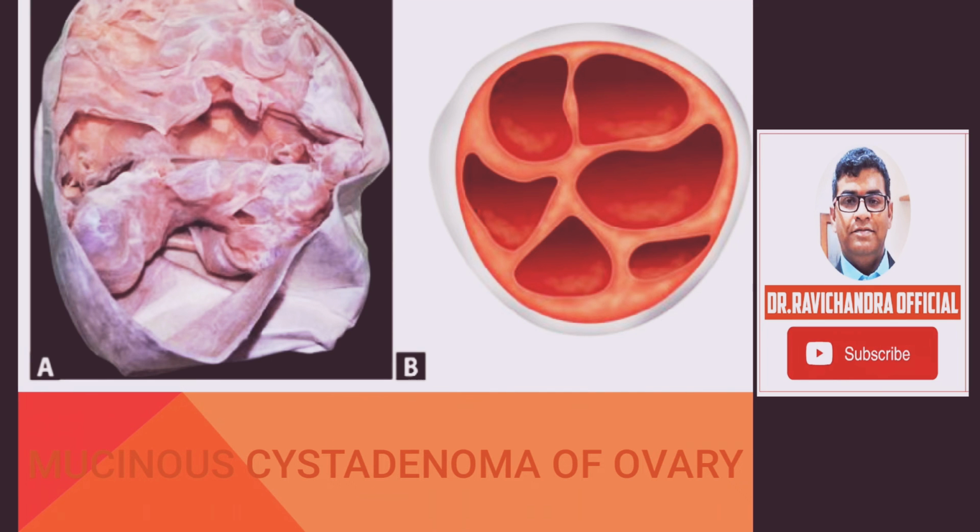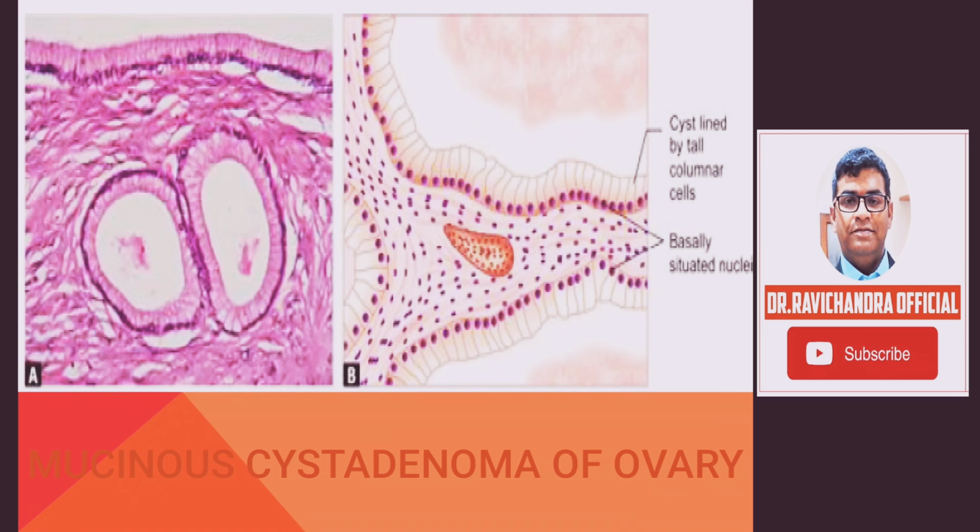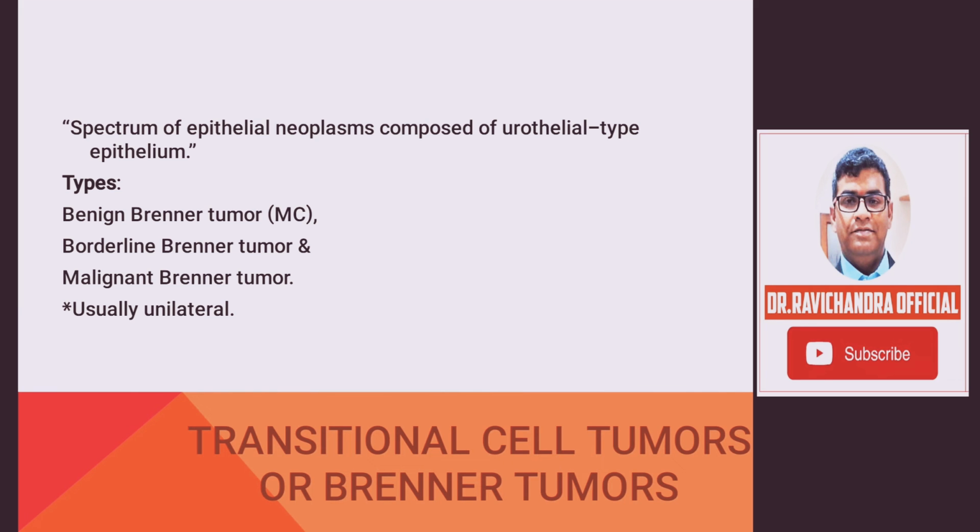Cystadenoma of ovary. In the exams, you have to draw the diagrams. Mucinous cystadenoma of ovary showing the cyst lined by tall columnar cells and basally situated nuclei. Brenner's tumors. These are a spectrum of epithelial neoplasms composed of urothelial type of epithelium. Types: most common is benign Brenner tumor. As I said, every tumor is subdivided into benign, borderline, or malignant. It can be benign, borderline, or malignant.